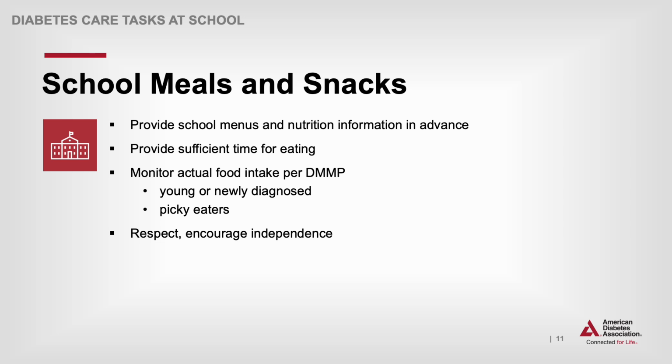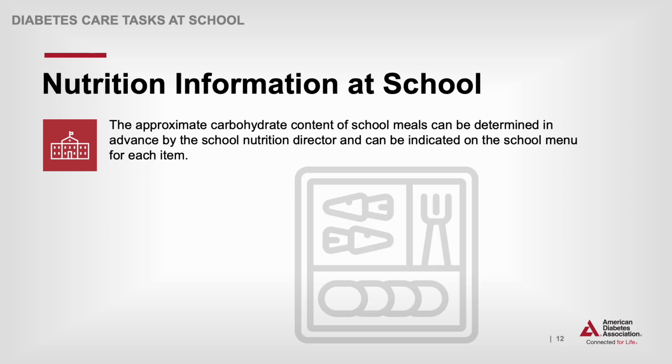Each student's level of independence should be respected. Per the DMMP, students should be encouraged to make independent choices to the extent that they can do so responsibly. Students who are independent in making food selections should not be subject to second guessing by staff or other students. The approximate carbohydrate content of school meals can be determined in advance by the school nutrition director and can be indicated on the school menu for each item.